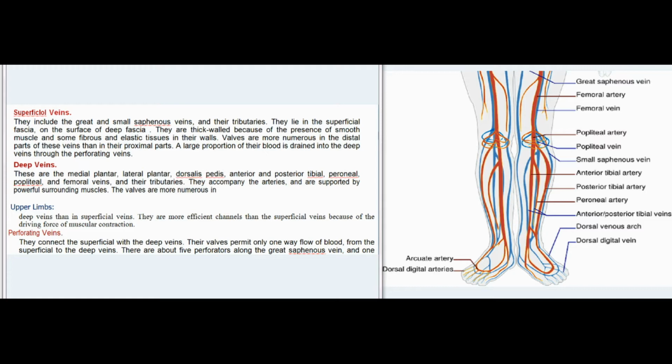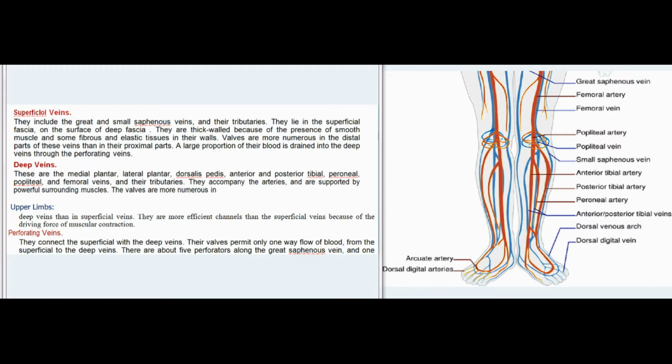Deep veins. These are the medial plantar, lateral plantar, dorsalis pedis, anterior and posterior tibial, peroneal, popliteal, and femoral veins, and their tributaries. They accompany the arteries, and are supported by powerful surrounding muscles. The valves are more numerous in lower limb deep veins than in superficial veins. They are more efficient channels than the superficial veins because of the driving force of muscular contraction.